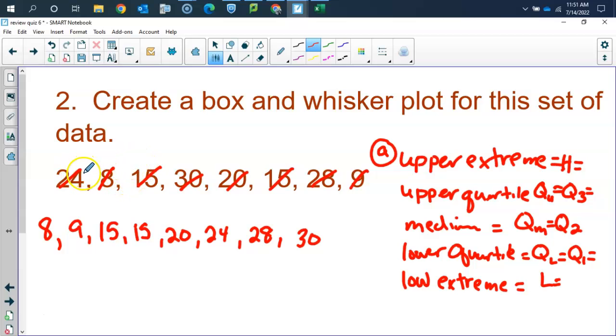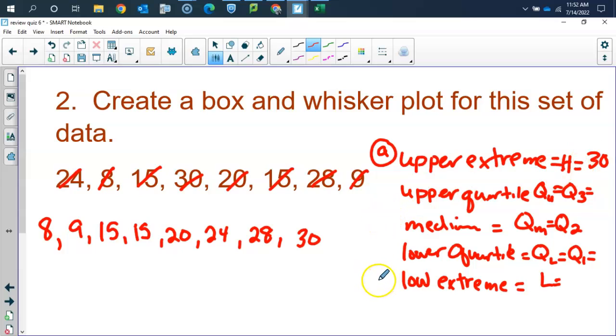Some of them are printed out. It's easier for you. Count these numbers, 1, 2, 3, 4, 5, 6, 7, 8, and I'm going to count these again. 1, 2, 3, 4, 5, 6, 7, 8. Now, after you do this, the high or upper extreme you should have said is 30.